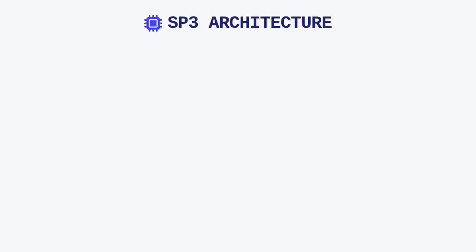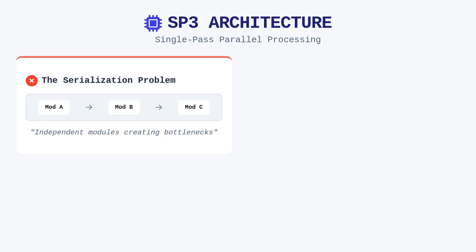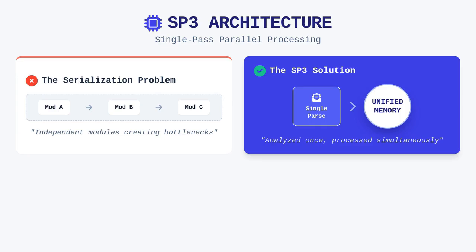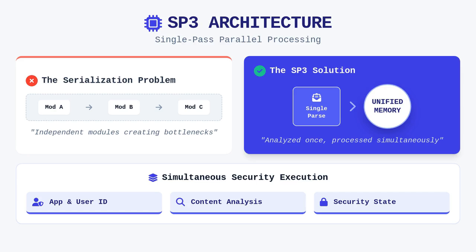The single-pass parallel processing, or SP3 architecture, was developed specifically to solve this serialization problem by rethinking where and how inspection happens in the memory space. Instead of a chain of independent modules, SP3 uses a unified, single-pass memory architecture where the packet is parsed and analyzed only once. As the packet enters the system, the hardware and software work in tandem to identify the application, the user, the content, and the security state simultaneously.